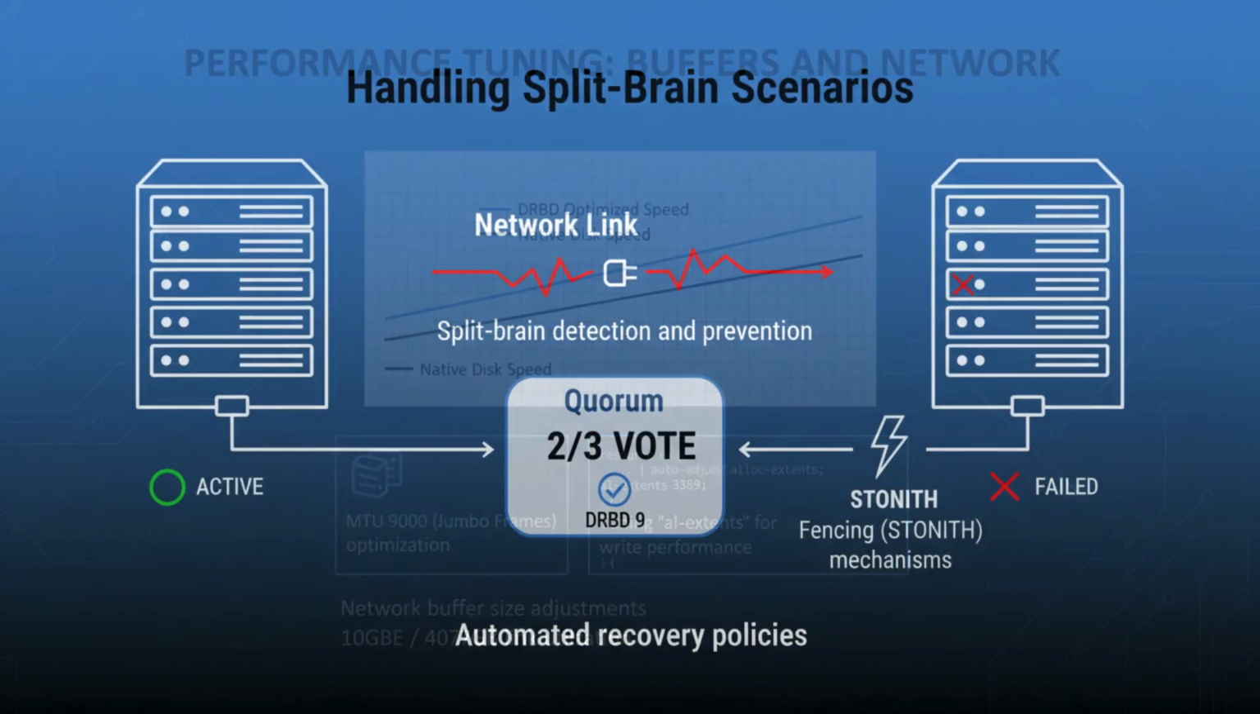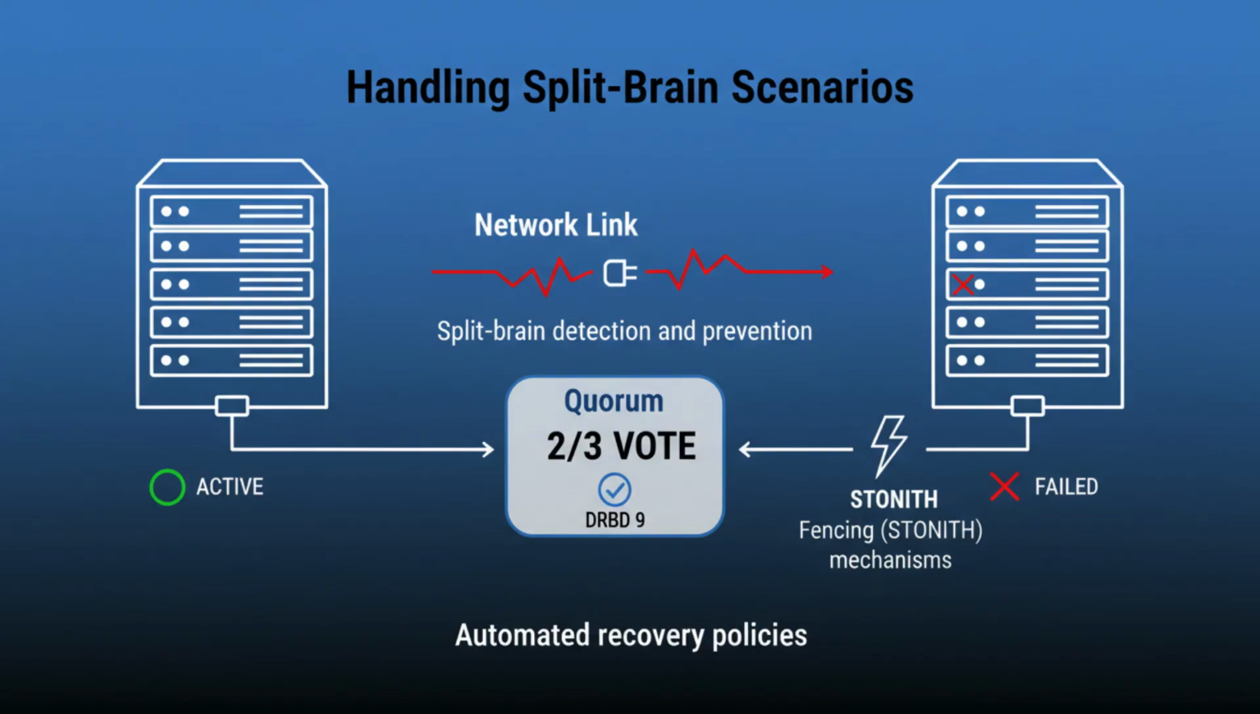In any distributed system, split brain is the nightmare scenario. This occurs when the network link between nodes fails, and both nodes believe they are the rightful primary, leading to divergent data. DRBD offers sophisticated fencing and quorum mechanisms to prevent this. Using STONITH, shoot the other node in the head, Pacemaker can physically power off a misbehaving node. Additionally, DRBD 9 provides quorum-based voting. A node can only become primary if it can communicate with a majority of the cluster. These safeguards ensure that data integrity is never compromised, even in the event of complex network partitions.